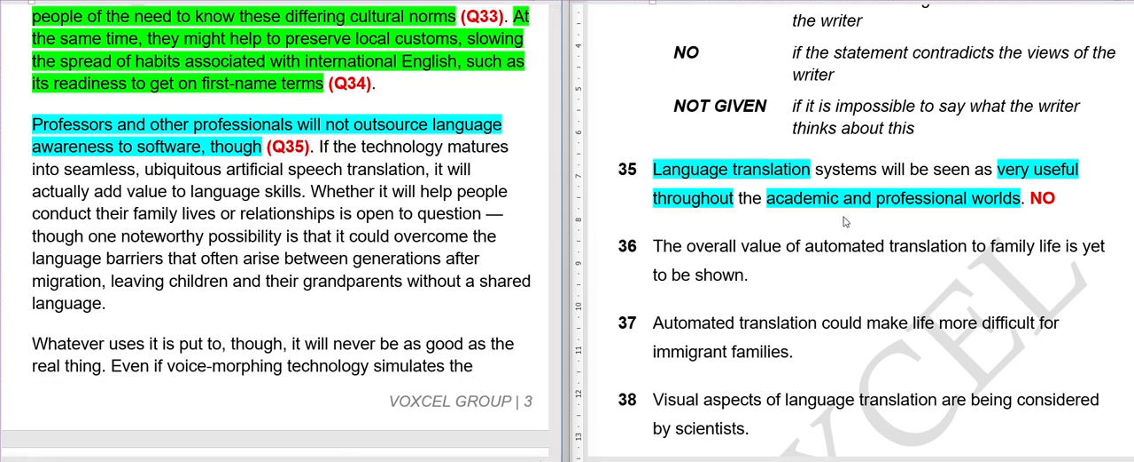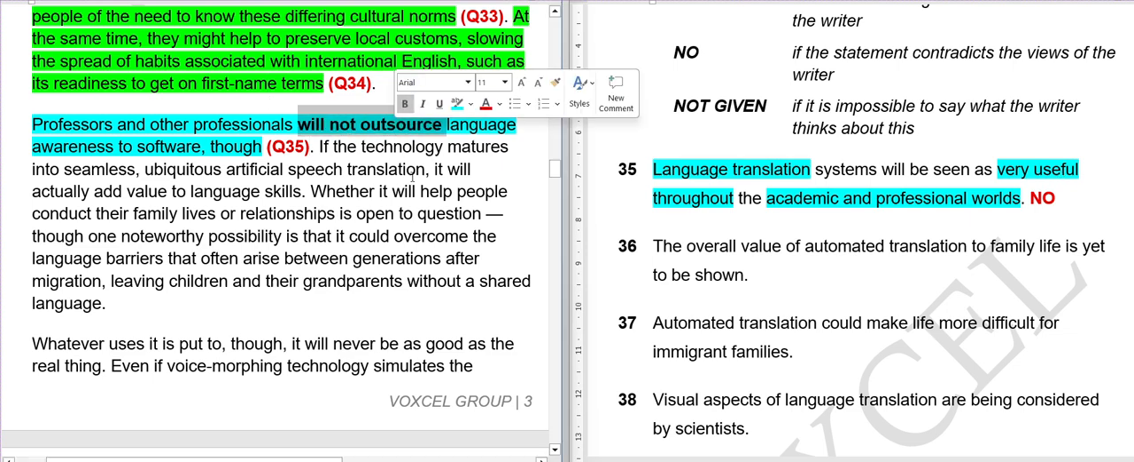If you have written yes or not given, I will tell you why it is no. Here they say that these two professionals will see it as a useful tool, but here they're clearly saying that they will not outsource language awareness to software. So they will not use this software. If they will not outsource their work, they will not use this software. So how will they see it as a useful tool? Obviously, that's why the answer is no. Moving on to the next question.